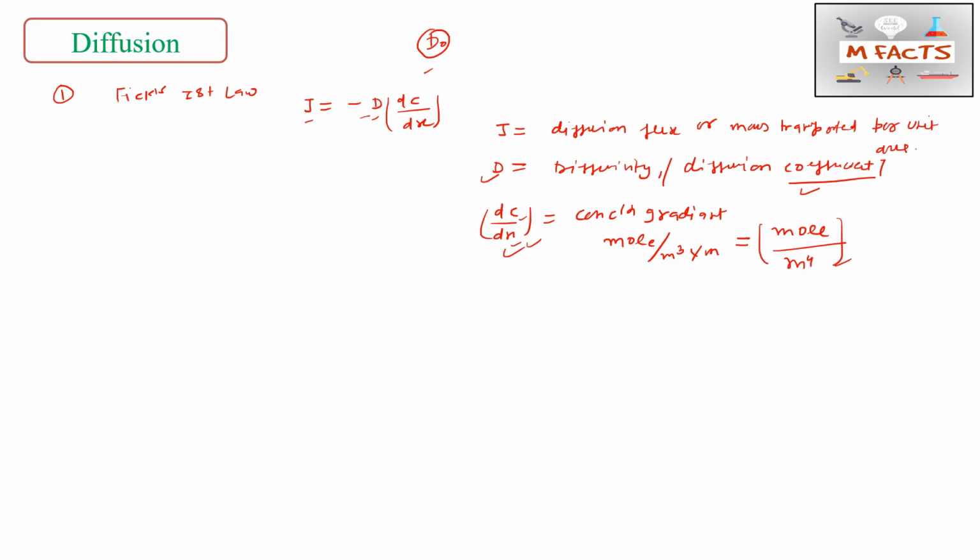What is the unit of this D, the diffusion coefficient? The diffusion coefficient unit is meter square per second. And what is the unit of this J? We can put the units of this D and this dC by dx, and then we can find the unit of this J, and this J has unit of mole per meter square second.